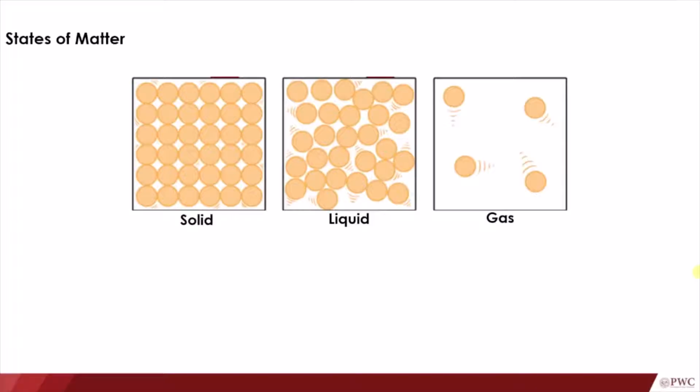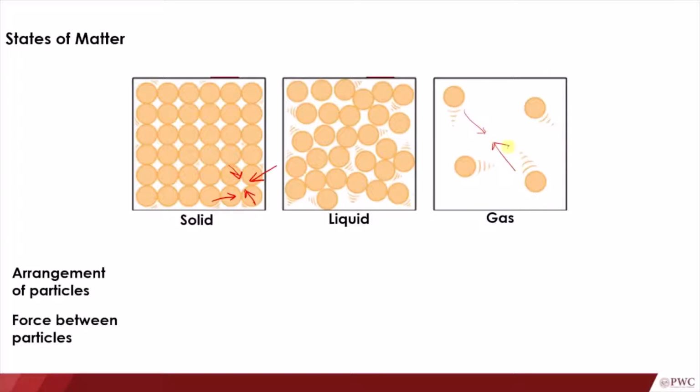The different states of matter are solids, liquids, and gases. For solids, the particles are very close to each other. Meanwhile, for gases, the particles are far apart from each other. Again, this is because of the forces between these particles. So there is an attractive force holding these particles together. For solids, the attractive force is strong. Meanwhile, for gases, the attractive force is very weak.